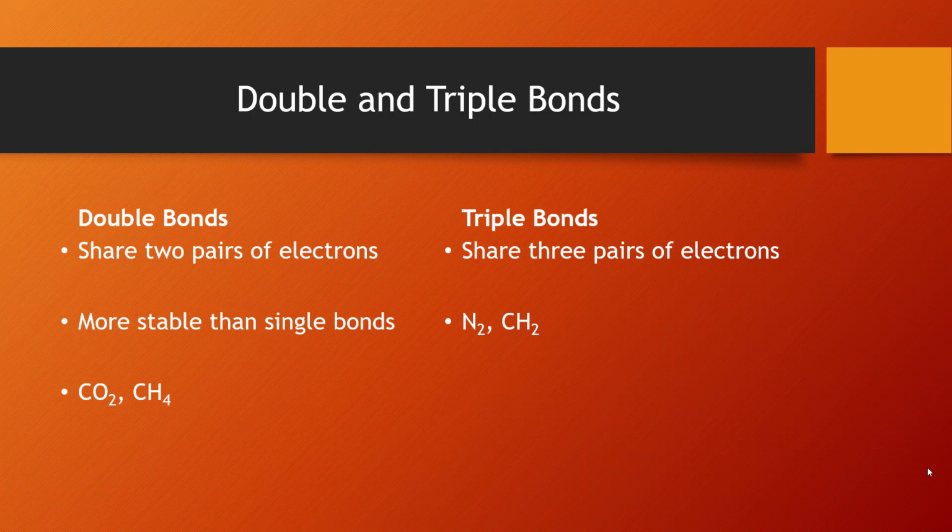Some examples are carbon dioxide, where the carbon is going to form a double bond with each oxygen, giving you 4 bonds for carbon total and each oxygen forming 2 bonds. Or C2H4, where there are 2 bonds between the carbons and then each carbon is free to interact with 2 hydrogens. Triple bonds share 3 pairs of electrons, so that's 6 electrons total.